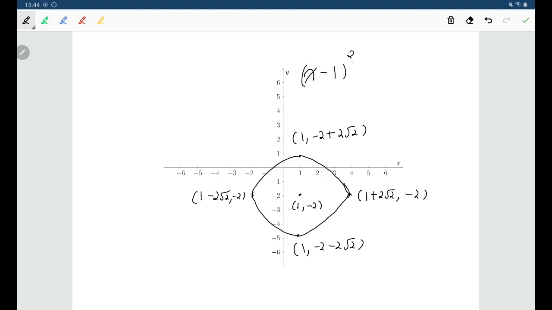Last thing to do, of course, is to label the equation of the graph. So I have x minus 1 squared plus y plus 2 squared equals 8. And there we go. As always, axes labeled, tick marks labeled, points are labeled, the equation is labeled. So there we go. We've got a well-labeled graph of that circle.